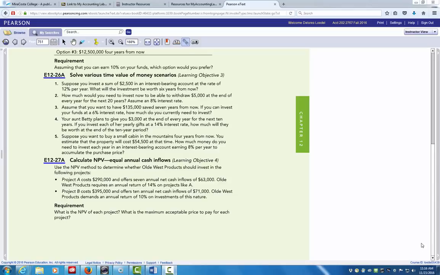Students, for your last and final chapter this semester, Chapter 12, I wanted to go through learning objective number 3 with you and a particular problem regarding that. And this is a time value of money scenarios. The exercise is exercise 26A on page 751 of your textbook this semester, being the 4th edition.